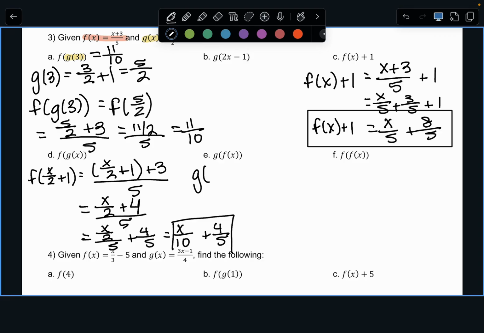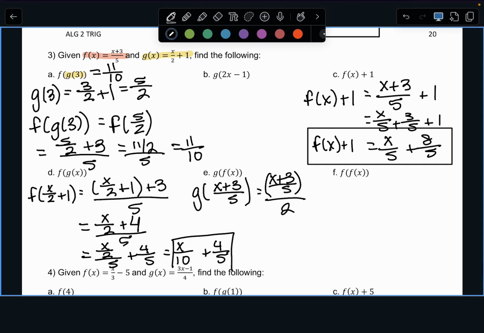I know f of x is x plus 3 over 5, so I'm going to replace it. That's step 1. Step 2, plug this into the outside function. So here, I'm replacing this x with this entire fraction. So I end up getting x plus 3 over 5, that's x, over 2 plus 1. It gets ugly. Anytime you have fractions like this, it's going to get ugly with compositions.